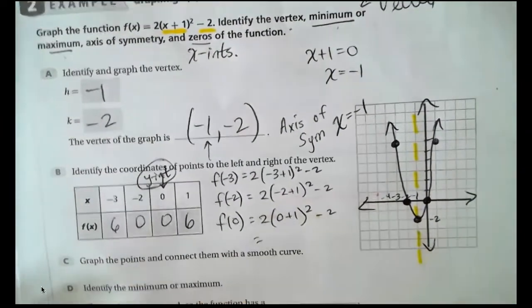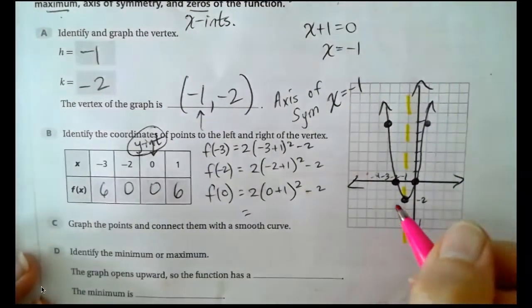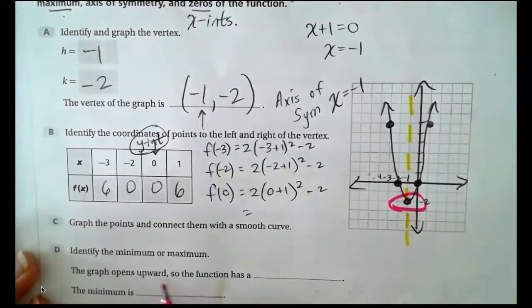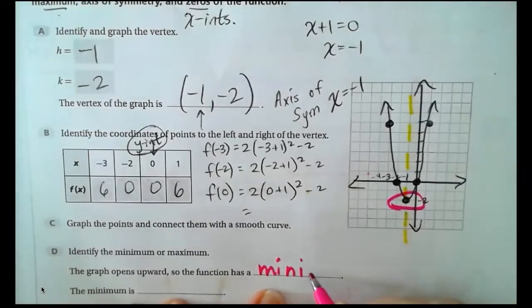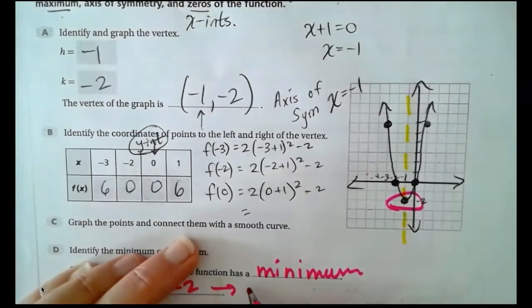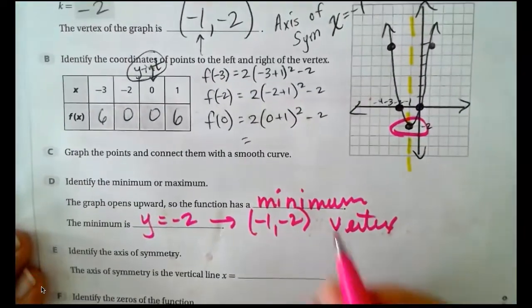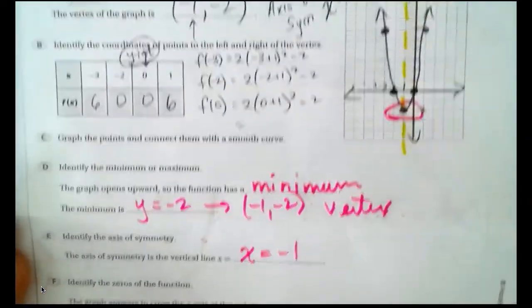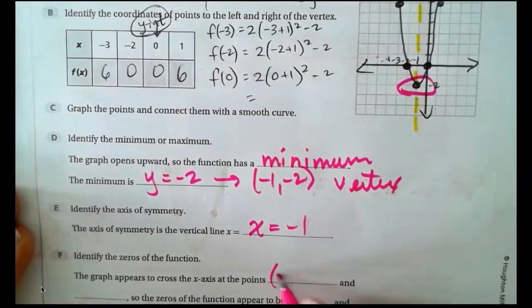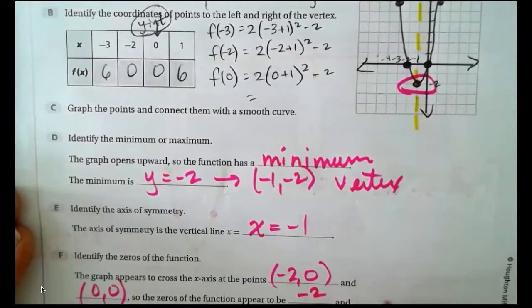We graphed our points and connected them with a smooth curve, as smooth as I can make it. Maximum or minimum? We have a minimum value. The graph opens upward, so the function has a minimum. The minimum is the vertex, and that minimum value is y equals -2. Or you can think of it as a point: the minimum is at (-1, -2), which again is the vertex. The axis of symmetry, we already said, is x equals -1. And the zeros are at the points (-2, 0) and (0, 0). So the zeros of the function are -2 and 0.